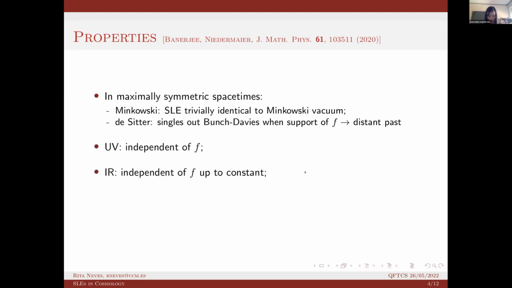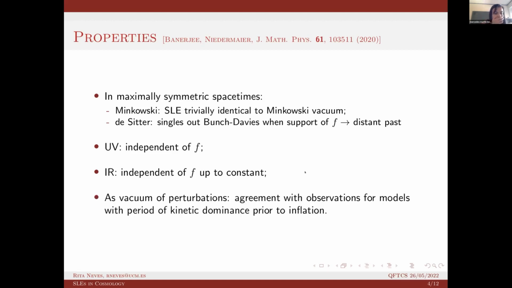Other interesting properties of states of low energy are that their ultraviolet behavior is independent of f. This is not particularly surprising, because in the ultraviolet, short scales should be Minkowski. However, in the infrared, their behavior also only depends on f up to a constant, so they always have the same kind of behavior for any test function. Furthermore, as also shown in this work, when we use states of low energy as the vacuum of cosmological perturbations, there is a qualitative agreement with observations, by which they mean that the power spectrum of primordial perturbations at the end of inflation, called the primordial power spectrum, has the correct qualitative behavior so that it can agree with observations.